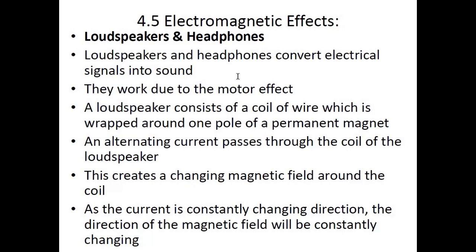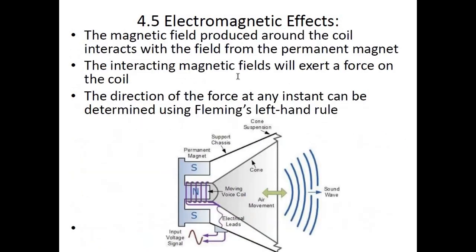A loudspeaker consists of a coil of wire that is wrapped around one pole of a permanent magnet. An alternating current passes through the coil. This creates a changing magnetic field around the coil. As the current is constantly changing direction, the direction of the magnetic field will be constantly changing. This makes the coil vibrate or move. The direction of the force at any instant can be determined using Fleming's left hand rule. Now when the coil moves, it vibrates the air molecules around it, producing sound waves.